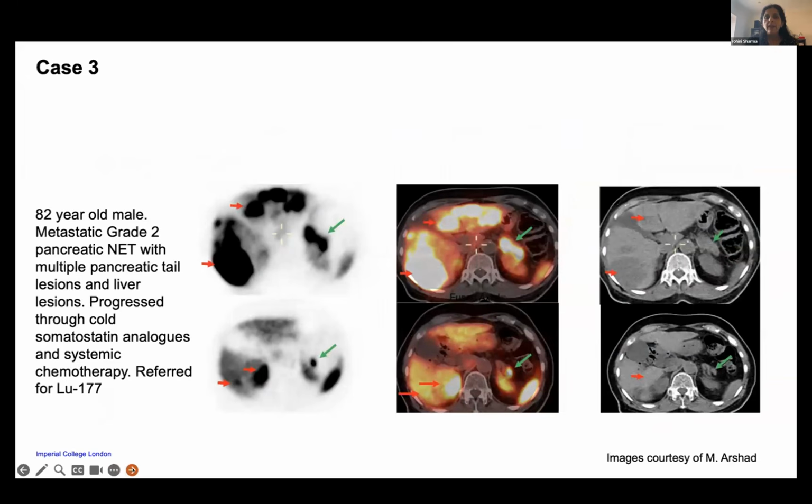And similarly, this is another patient who also has a grade 2 pancreatic NET, who'd progressed with systemic therapy, who had lutetium. And again, you can see on the left and the right side on the end panels, a dramatic change in the bulk of disease with lutetium.